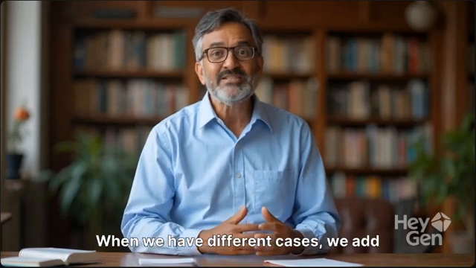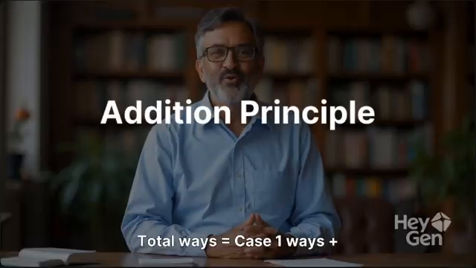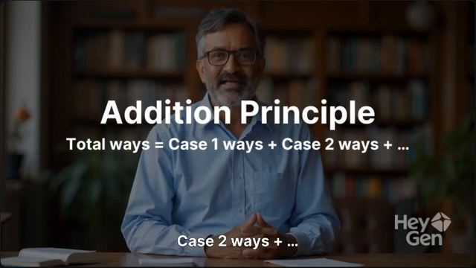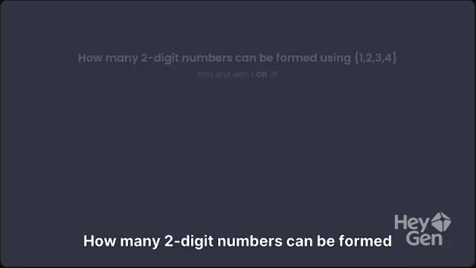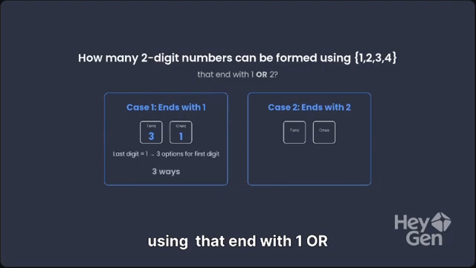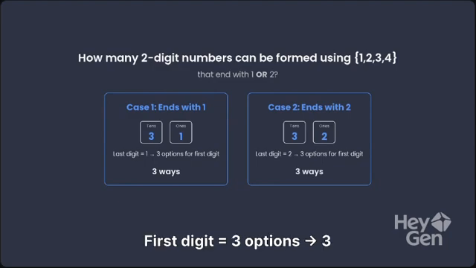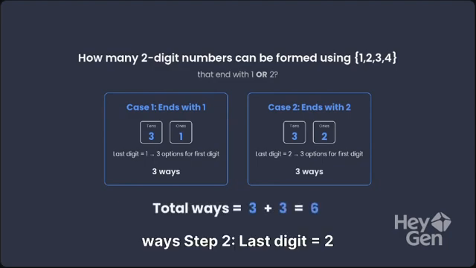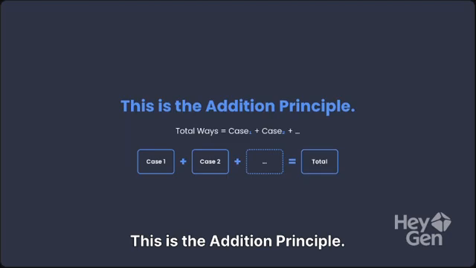When we have different cases, we add the results. Total ways equals case 1 ways plus case 2 ways plus so on. How many 2-digit numbers can be formed using 1, 2, 3, 4 that end with 1 or 2? Case 1, last digit equals 1, first digit has 3 options, 3 ways. Case 2, last digit equals 2, first digit has 3 options, 3 ways. This is the addition principle.